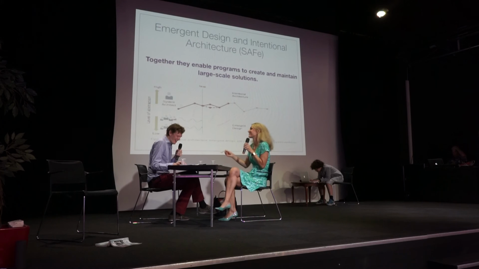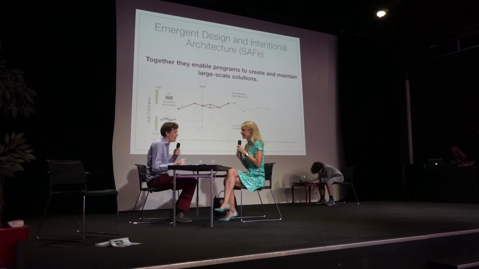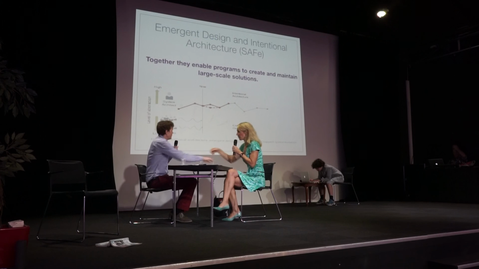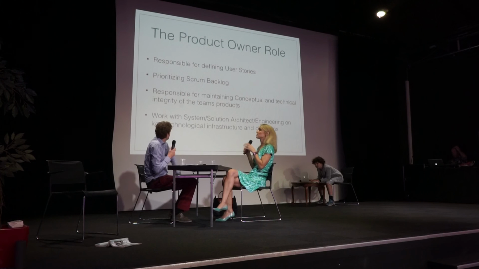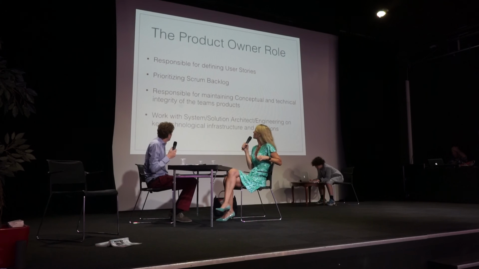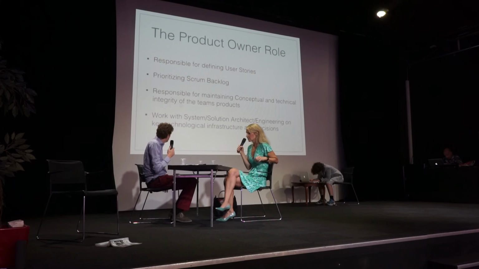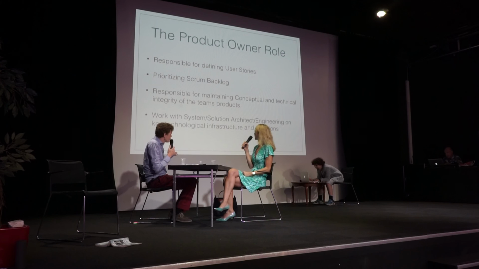Well, as I said, I'm not sure there's a need for enterprise architecture. I think having a product owner is quite enough. So the product owner, in fact, if you go back to the definition, is responsible for defining user stories, we all know that. Prioritizing the Scrum backlog, right? But he's also responsible for maintaining the conceptual and technical integrity of the team's products. And he should work with system solution architect engineering on the infrastructure. So what more do you need?